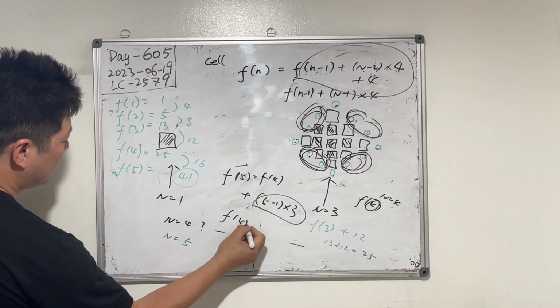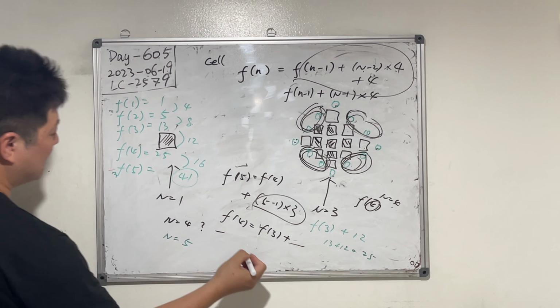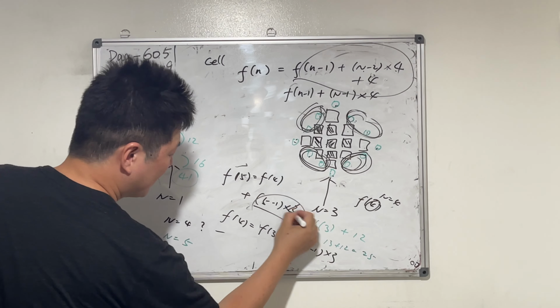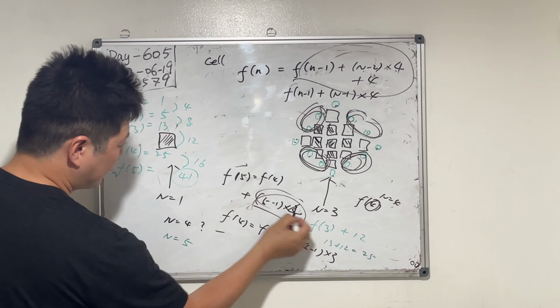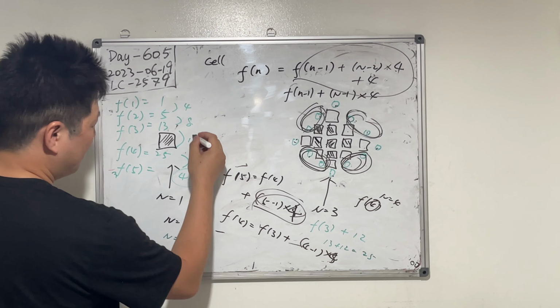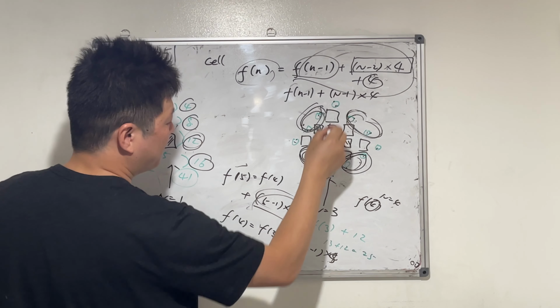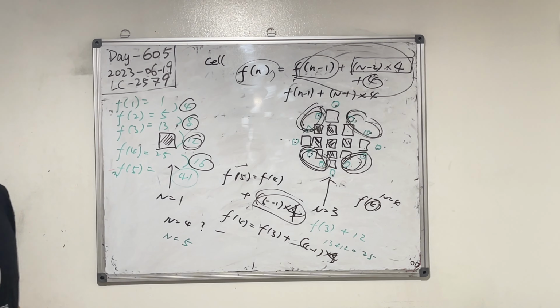So F4 equals F3 plus 4 minus 2 times 4, plus 4, sorry, times 4. This is 16, so it seems correct, right? So that's how we interpret this formula. Fn equals Fn minus 1, the previous one, plus n minus 2 times 4, where n minus 2 is the cells on the shoulder, and then plus 4 is the top, bottom, left, and right. There are 4 cells.